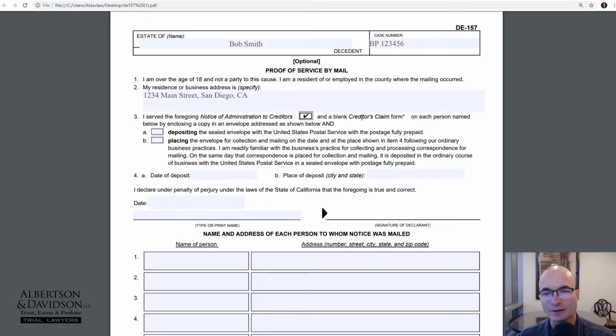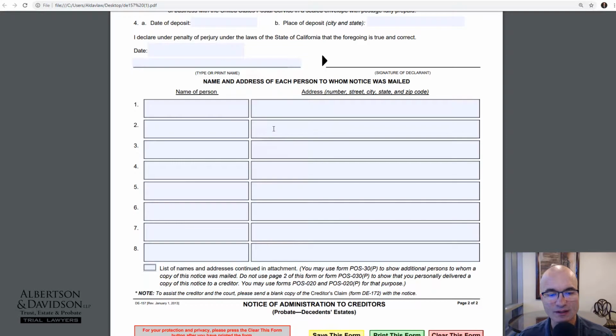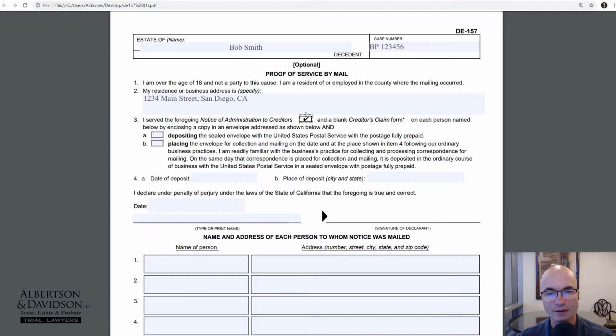And a blank creditor's claim form. So you're supposed to send each creditor a creditor's claim form. In other words, you have to make it easy for the creditors. The law wants the creditors to get the notice and also get the claim form that they have to file, to make it very easy for the creditors.